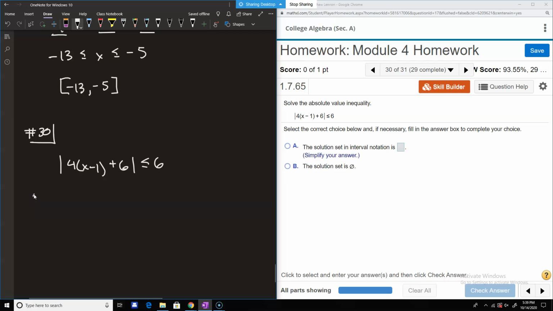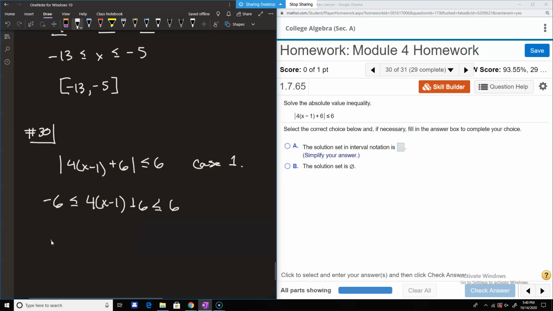Okay, so we can do the two cases immediately. 4 times absolute value, again I'll note that this is case 1. X minus 1 plus 6 less than or equal to minus 6. Or 4 times x minus 1 plus 6 less than or equal to 6. Oh, what am I doing? I did case 2. Compound. Sorry. I said one thing and did another. So minus 6 should be less than or equal to 4 times x minus 1 plus 6, less than or equal to positive 6. So it's a compound inequality. Sorry about that. Case 2 is the or.